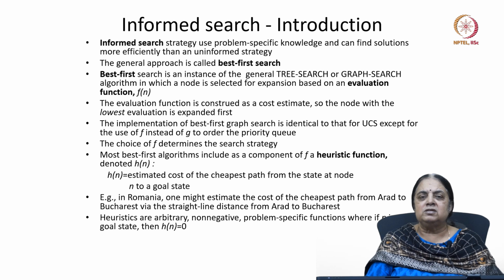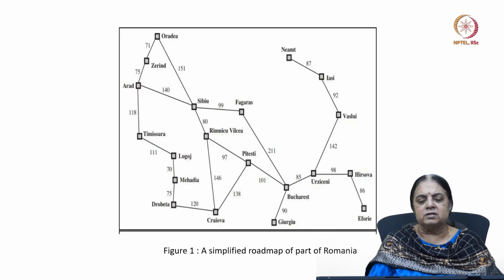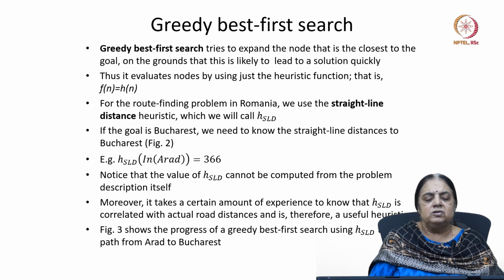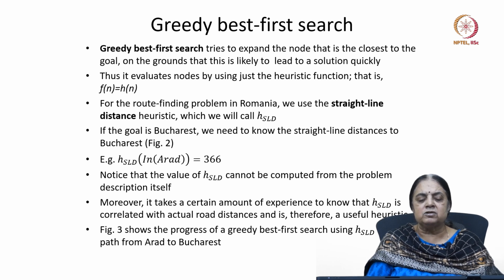So the distance of this node n from the goal state will be 0, right? So this is h of n in this particular case. Like I said, there are many strategies here also. You have what is called the greedy best first search. The greedy best first search only uses this heuristic function h of n.